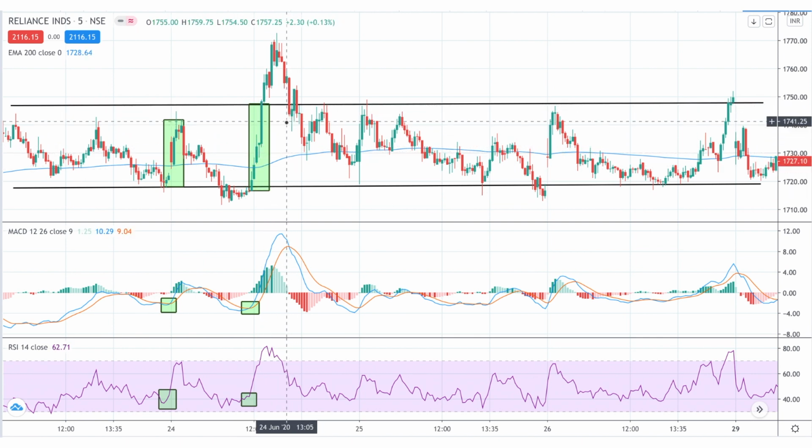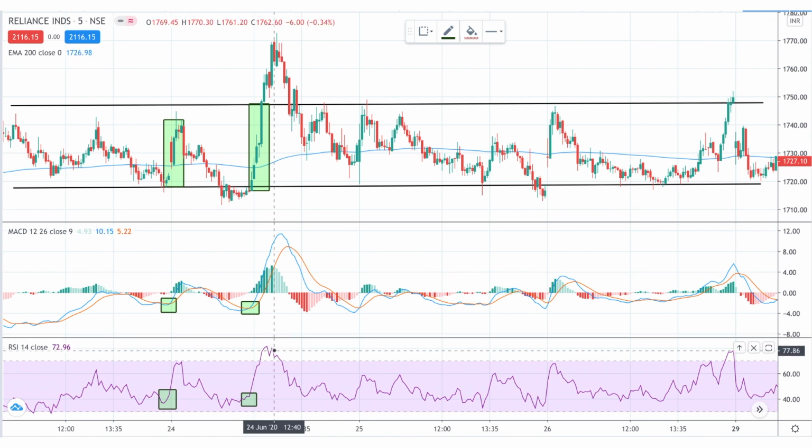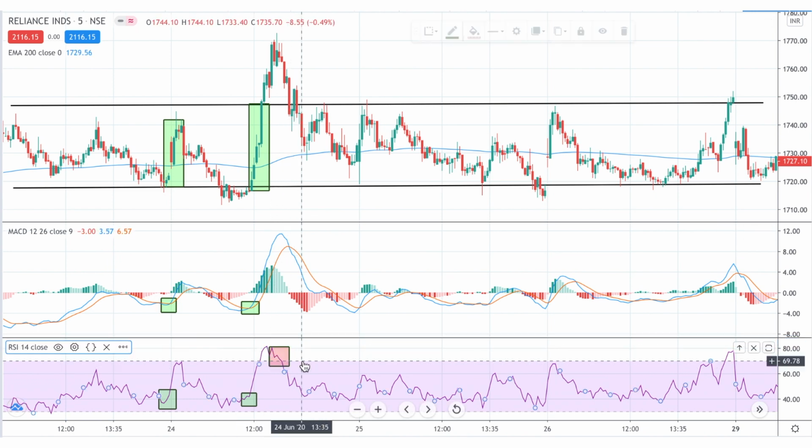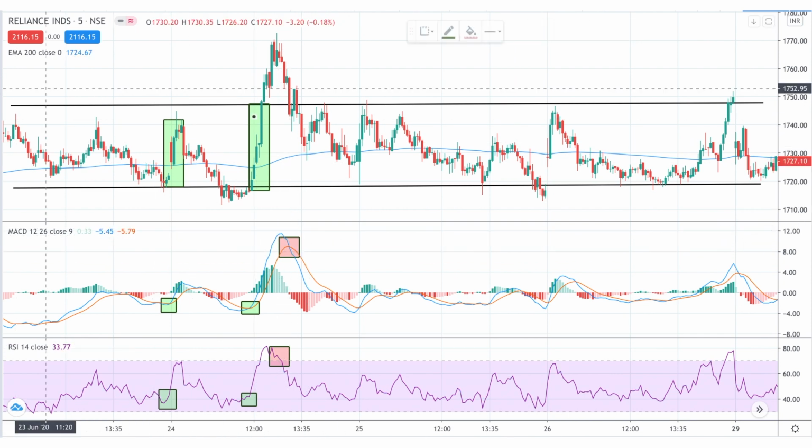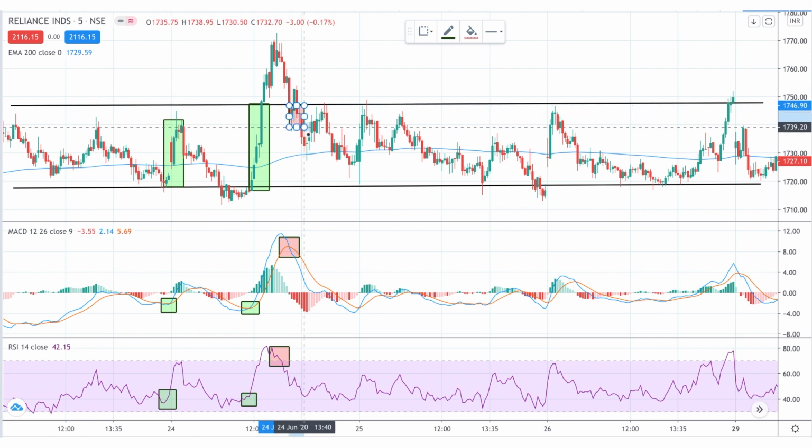Your ideal target should be anywhere between about 4 to 5%. Once the stock comes near the resistance line, we know that it is being overbought. The RSI indicates it over here. So we look for a position where the MACD line is crossing the signal line from the top. And this is the opportunity available for taking a short selling opportunity.